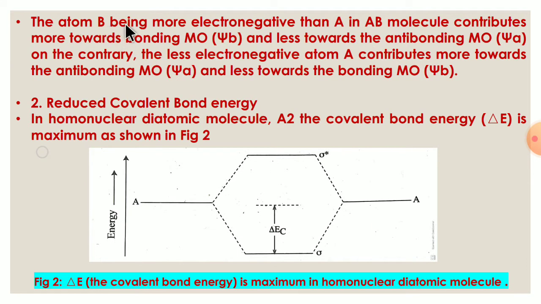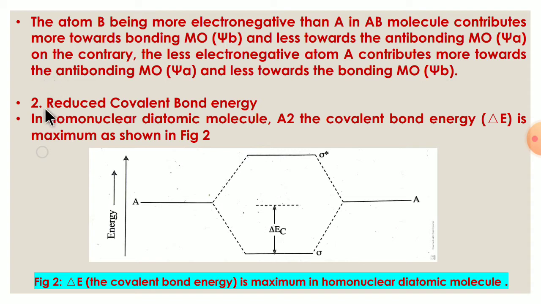The atom B, being more electronegative than A in the AB molecule, contributes more towards the bonding molecular orbital psi b and less towards the antibonding molecular orbital psi a. On the contrary, the less electronegative atom A contributes more towards the antibonding molecular orbital psi a and less towards the bonding molecular orbital psi b.